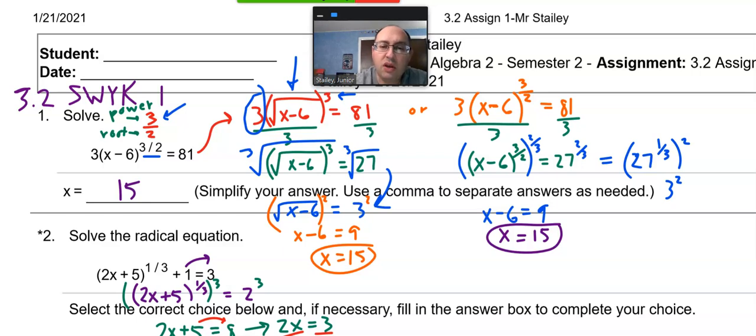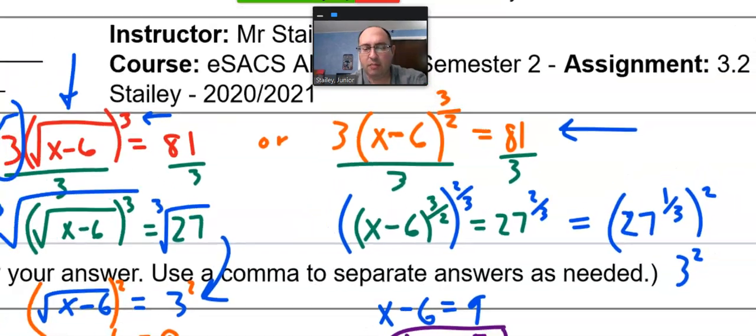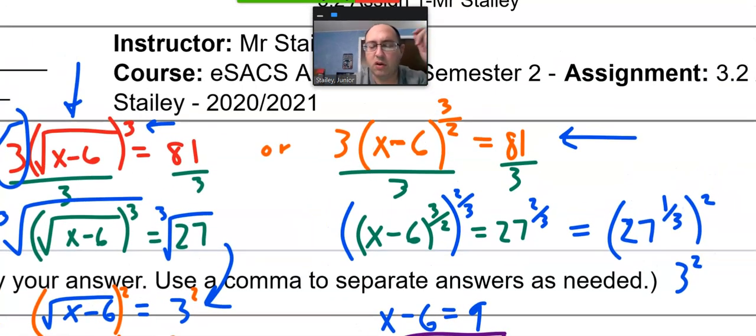Now I want to show you another way to look at this problem. Step number 1 is still the same. Still dividing by 3, got to get that down to 27. But I'm going to zoom in on this because I think it's important for you to follow along. Look what I did with the exponent. I raised both sides to the 2/3 power.